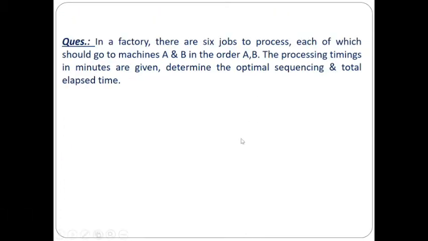Let me take an example. Here there is a question. In a factory there are 6 jobs to be processed, each of which should go to the machines A and B in the order AB. Sometimes this may be given in reverse order also; we have to see it very carefully. And the processing times in minutes are given. We have to determine the optimal sequencing and total elapsed time, and also the idle time of machine A and B.